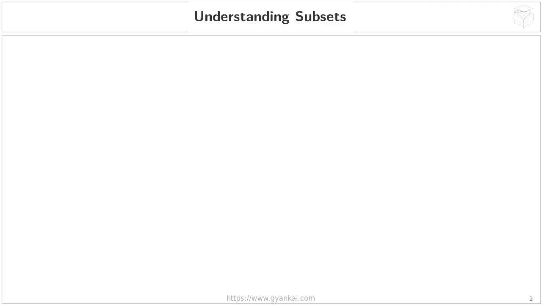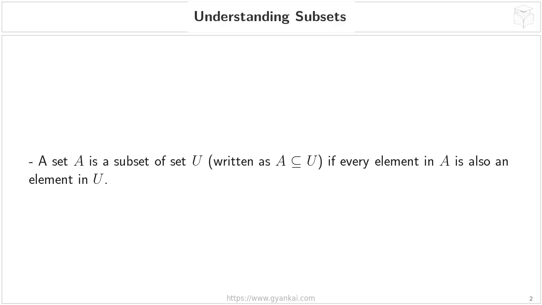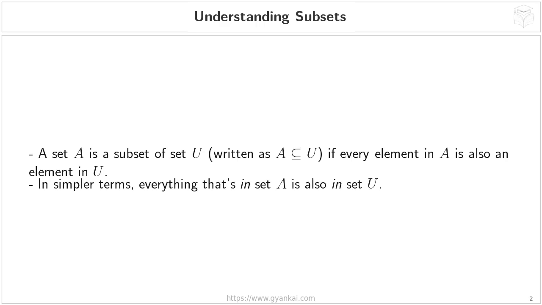Understanding subsets. This slide formally defines what it means for one set to be inside another, which we call being a subset. It states that a set, which we're calling A, is a subset of a set U, and we write that as A is a subset of U, if every single element that's in set A is also found within set U. The slide then gives a simpler way to say the same thing. In simpler terms, everything that's in set A is also in set U. So let's move on to understanding what a subset is.